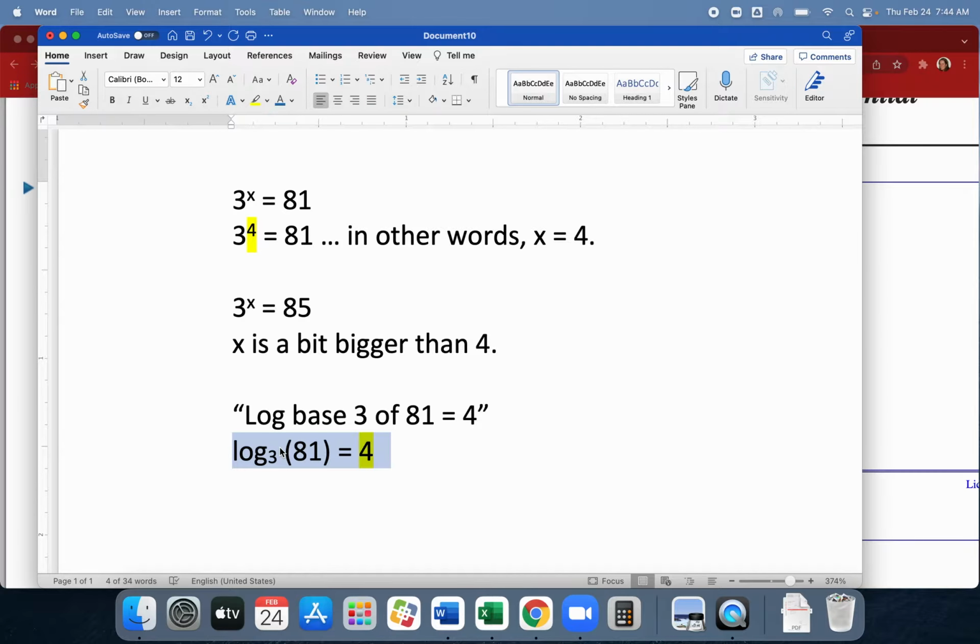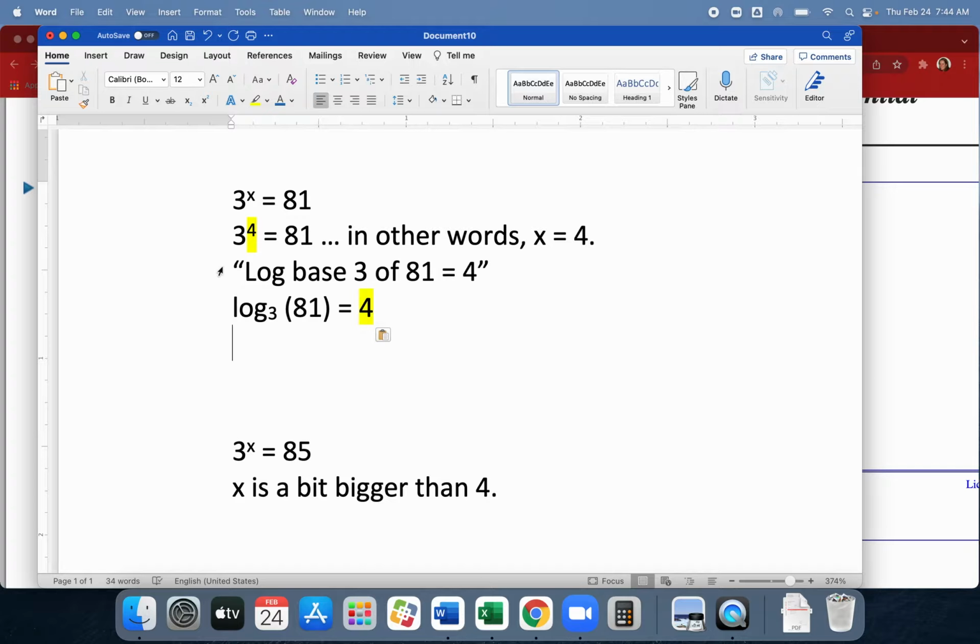This looks really weird, but it's kind of thinking about this. It's like, well, what if I knew the outcome? What if I knew the result was some kind of 3 to a power? I had something like 85. I want to know, well, 3 to what power makes 85? I don't know, but I can write it like that. So this log base 3 of 81 equals 4. Let me just pop this in the middle here.